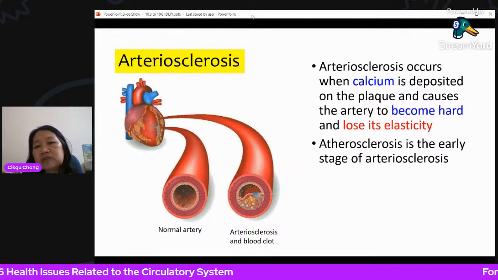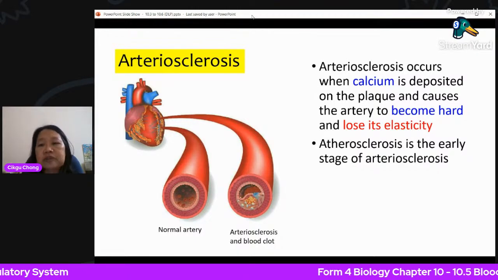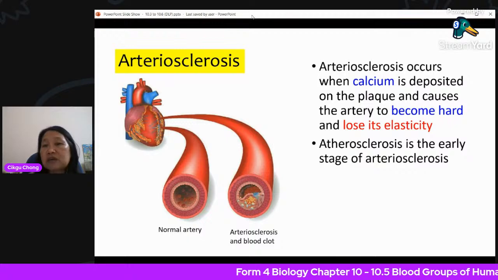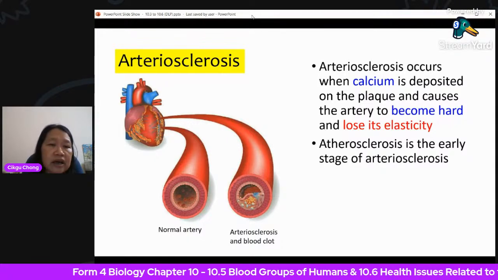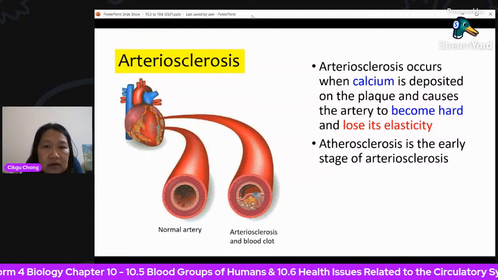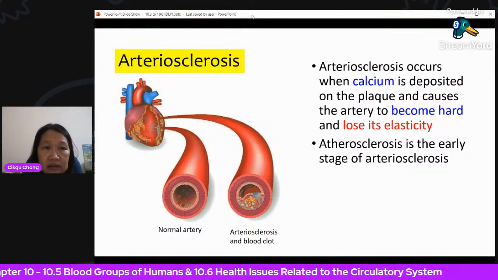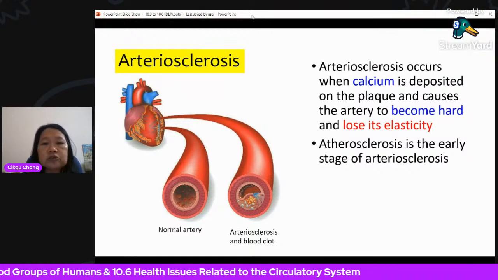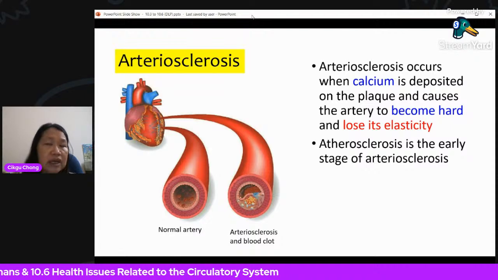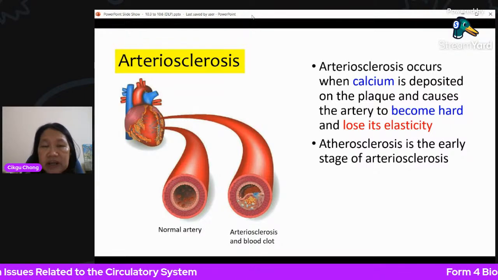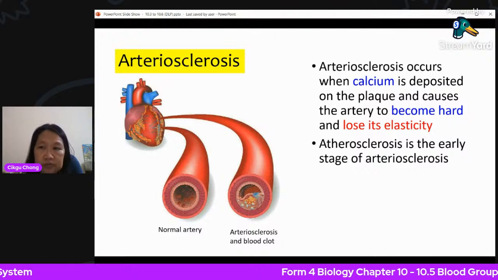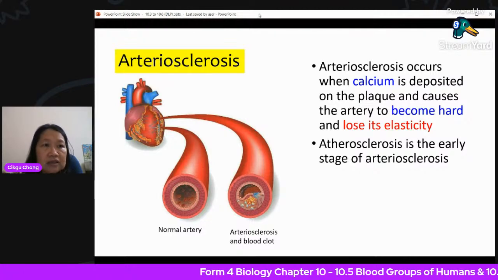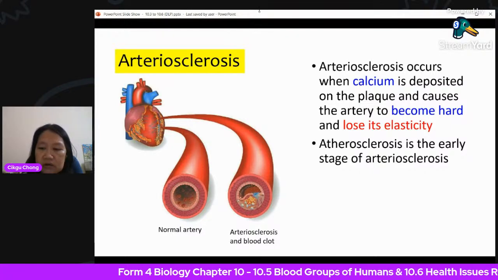Okay, so atherosclerosis is the early stage of arteriosclerosis. The arterio is because of calcium deposition that causes it to be hardened, and it becomes less elastic. So the beginning is athero, then it can turn into arterio because of the calcium deposition. All right, so there's a slight difference between these two terms. Okay, so next, let's go on.